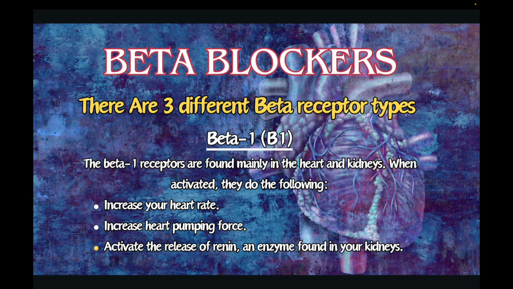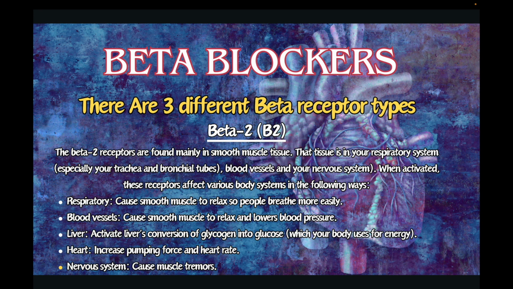Now, to take it a little bit further, we're going to break beta blockers down even further. There's 3 specific beta receptors. So let's look at beta 1 receptors, mainly heart and kidneys. What they do is increase rate, increase your pumping force, and activate the release of renin that's found in your kidneys. Beta 2, these are smooth muscle receptors. So these are found in your respiratory system, trachea, bronchial tubes, blood vessels, and nervous system. So a little bit wider spread on these.